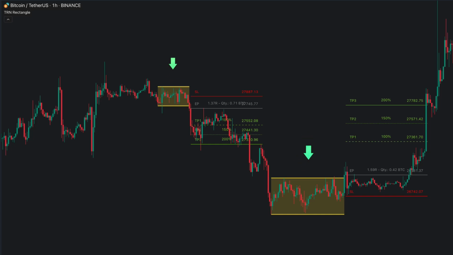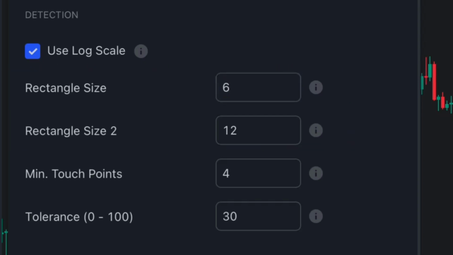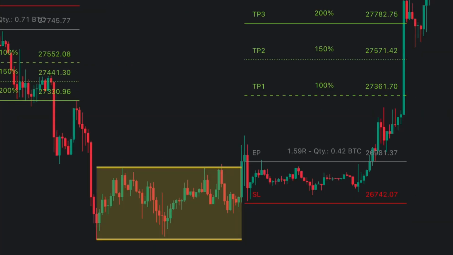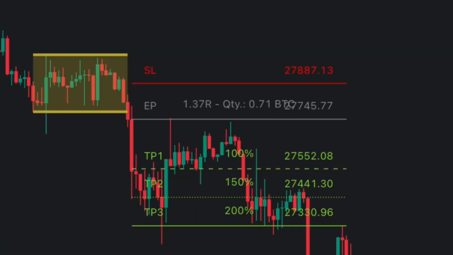You can fine-tune the settings to your specific needs. Opting for a larger setting allows the indicator to detect bigger, more significant patterns. Conversely, a smaller setting results in shorter, more frequent patterns, perfect for traders looking for quick entries and exits.